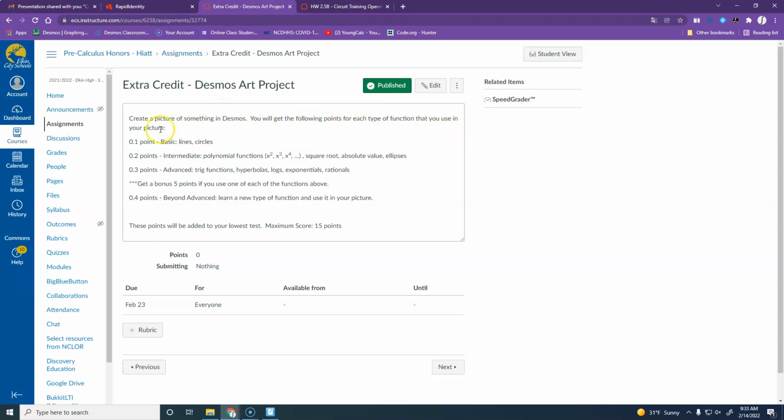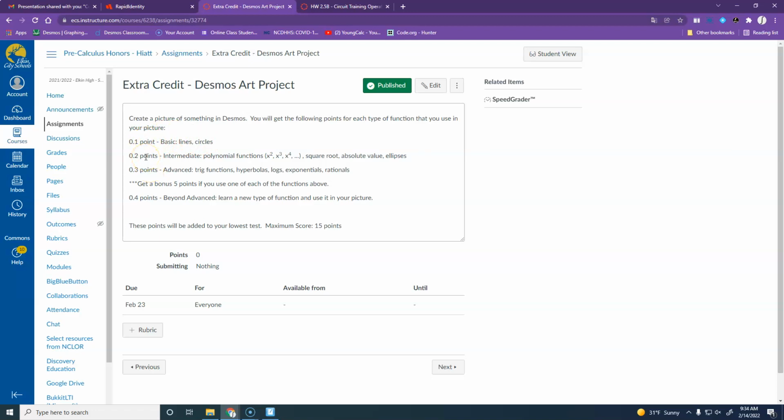and you will get the following points for the types of functions that you use. So basic functions I have classified as lines and circles, right? Their equations are pretty easy to do. So this could be vertical, horizontal, or slanted lines, circles. You get 0.1 point for every one of those that you use.